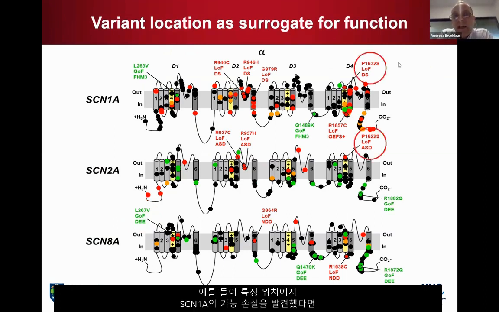For example, if you find a loss of function at a certain location in SCN1A, that gives you another epilepsy called Dravet syndrome. However, if you find the same mutation in SCN2A, you find again a loss of function, but an SCN2A loss of function will give you an autism spectrum disorder.